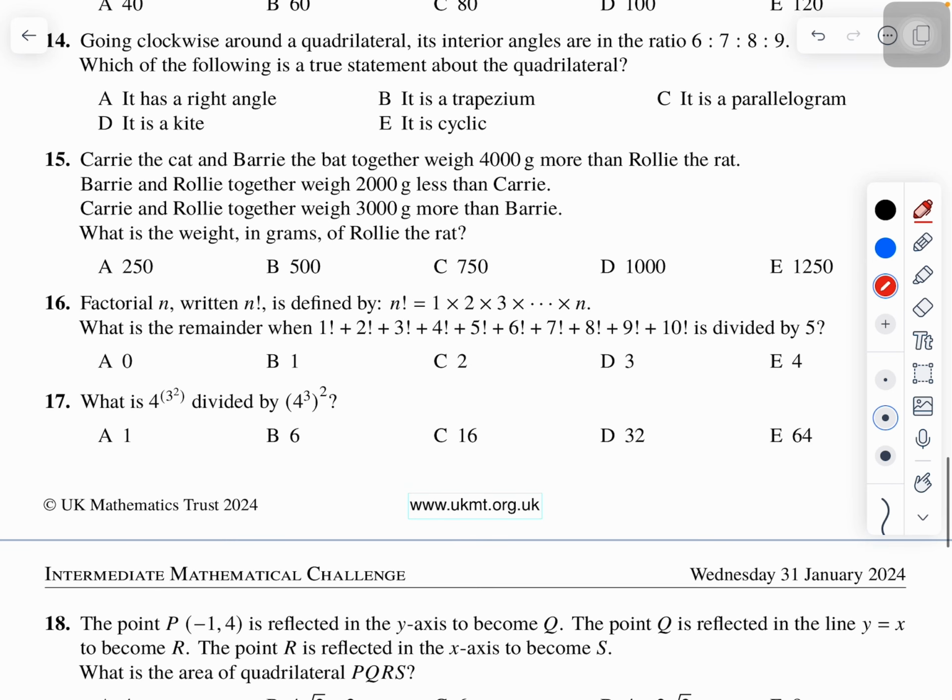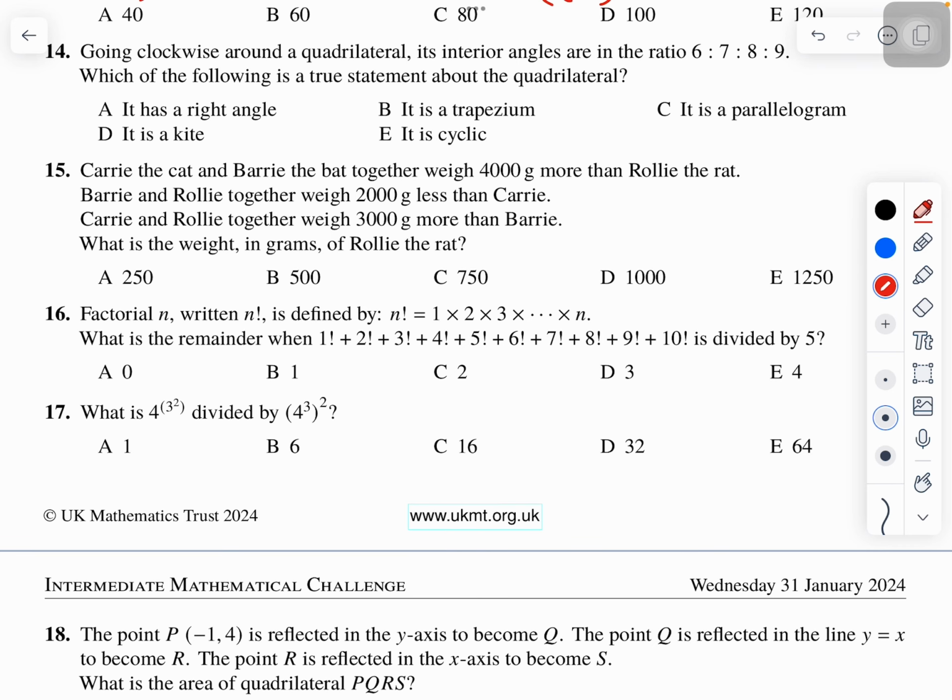14. Going clockwise around the quadrilateral, the interior angles are in the ratio 6, 7, 8, 9. So we can set them as 6x, 7x, 8x, 9x. When we know the ratio, we can always put x to find the actual number. We don't know how it looks, so let's say like this: 6x, 7x, 8x, 9x.